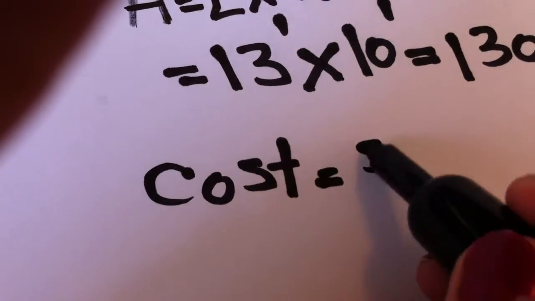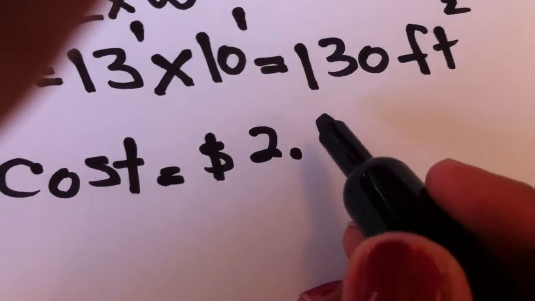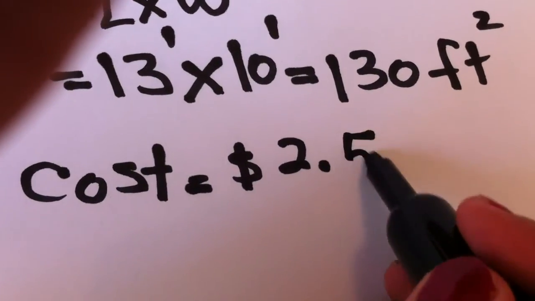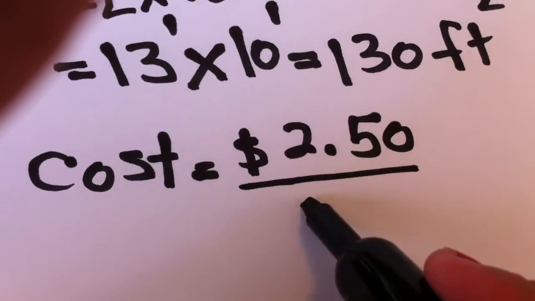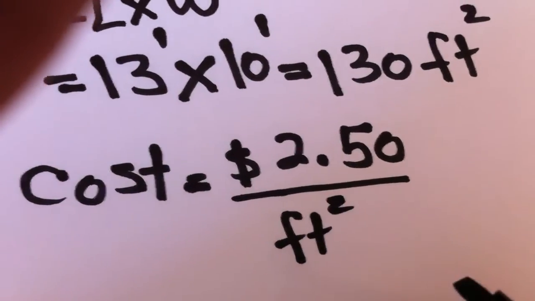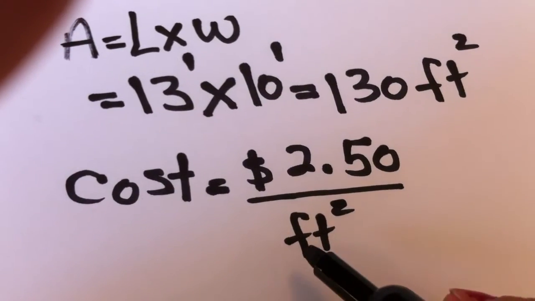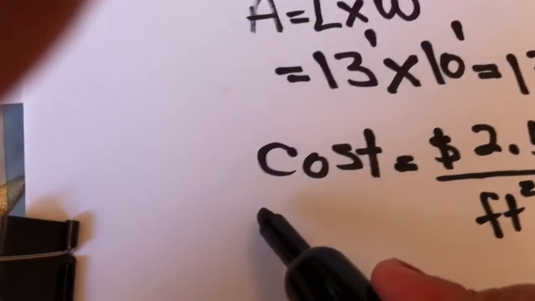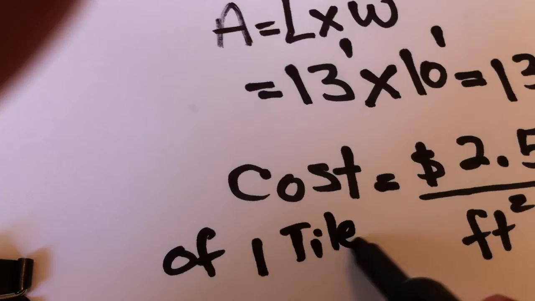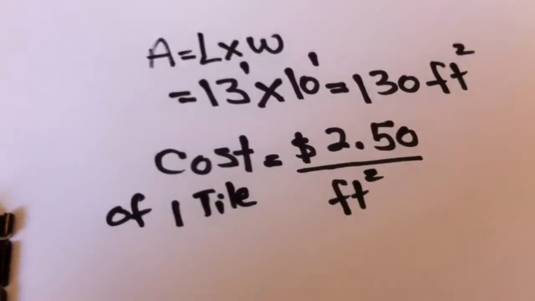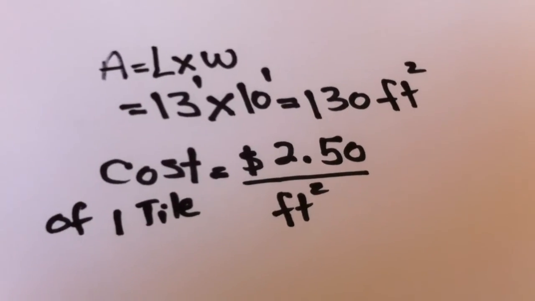Now the cost of a tile is $2.49, which we are going to round up to $2.50. So the unit is dollar per square foot. That's the cost of 1 tile, right? It's $2.50 per square foot. This is the cost of one tile, right? So our area, which is 130 square foot, that is the number of tiles we need.